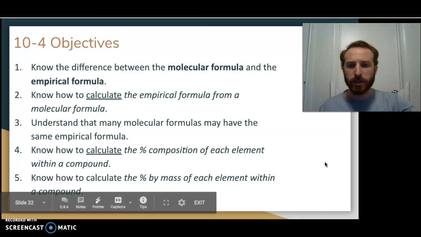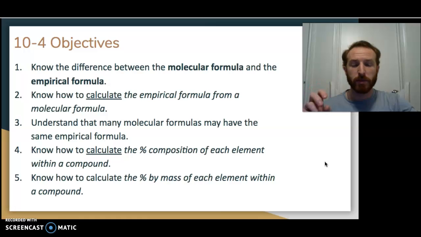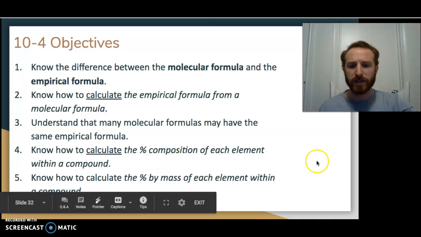Understand that molecular formulas may have the same empirical formula, so several different compounds may all have the exact same empirical formula. And then know how to calculate the percent composition of each element within a compound, and how to calculate the percent by mass of each element within a compound.